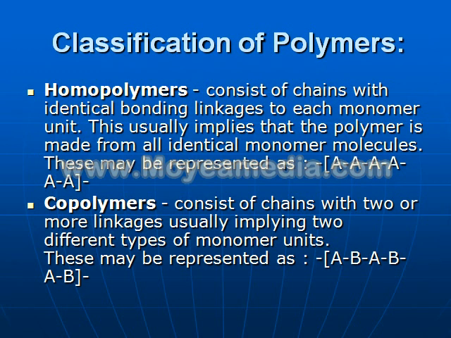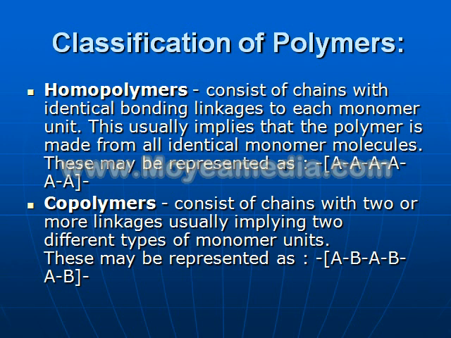Now the classification of polymers. Homopolymer: a homopolymer consists of a chain with identical bonding linkage to each monomer unit. This usually implies that the polymer is made from all identical monomer molecules. These may be represented as shown.